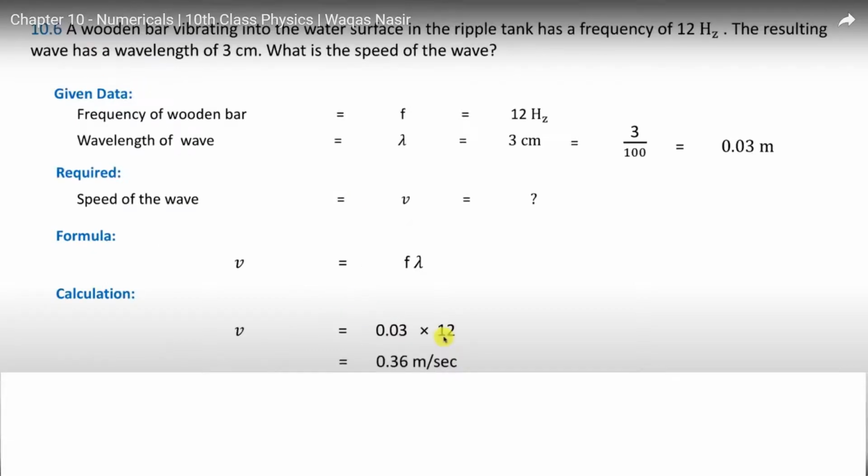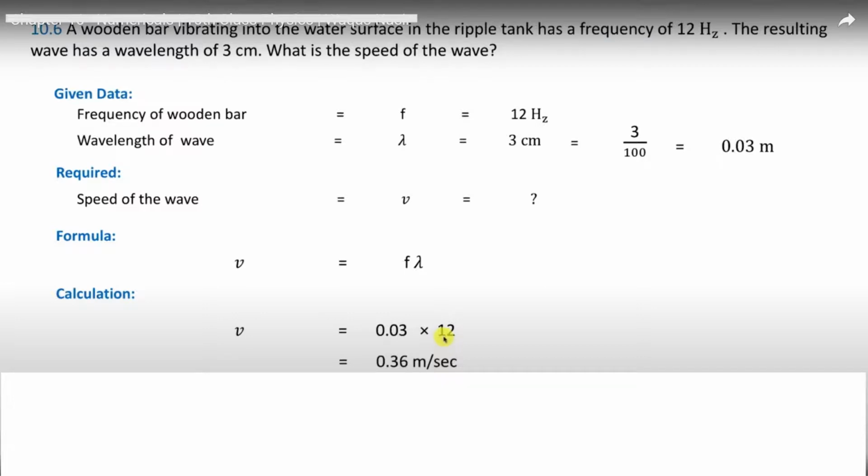The next question is: a wooden bar vibrating on a water surface in a ripple tank has a frequency of 12 Hz. The resulting wave has a wavelength of 3 centimeters. So now we have both measurements, the wavelength and the frequency, and by using v equals lambda f, we can find out the wave speed.